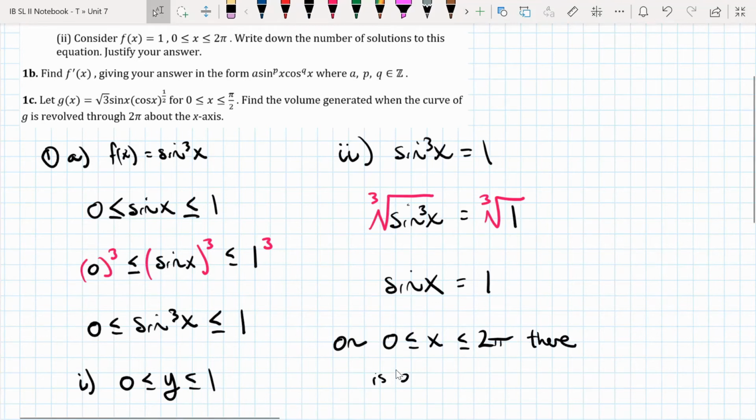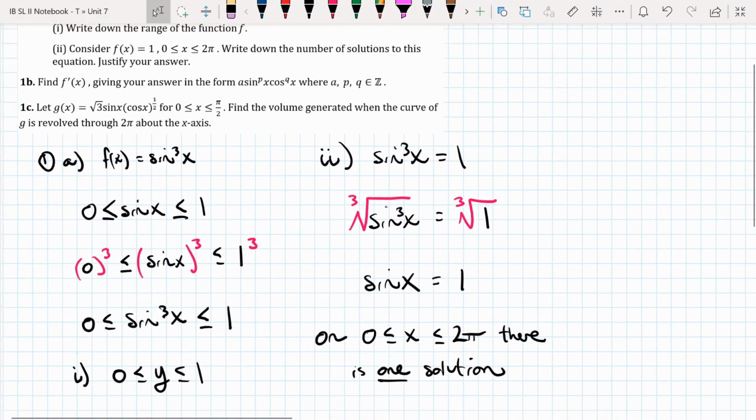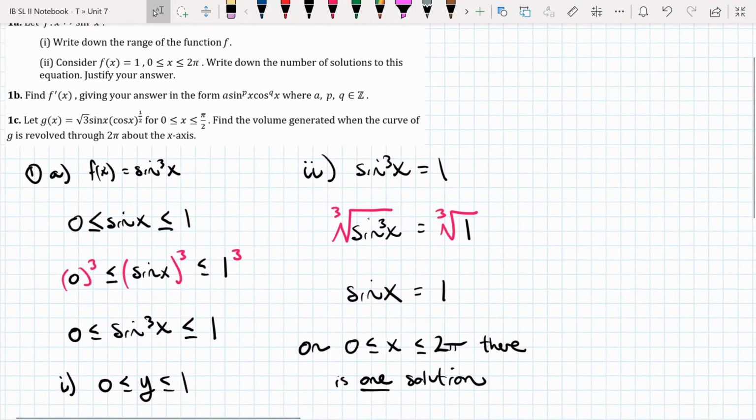There is one solution. So on the unit circle, if you can visualize it, the y value is equal to 1 at 90 degrees. And so that's going to be the answer for this one. So one solution.